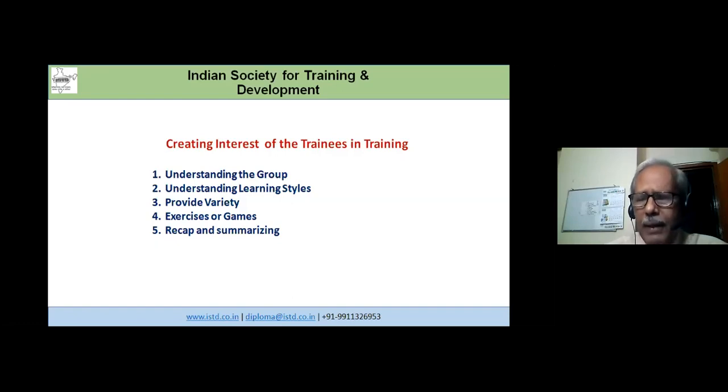Providing variety, that variety is to be given in the classroom. Variety in the sense of different kinds of learning styles. And not only the learning styles, apart from the learning style, the various kinds of exercises, hands-on programs, group exercises, role play, whatever is relevant to the training program, that should be given so that the trainees become highly interested in the training program. So giving exercises or games sometimes becomes very, very useful in the training process. But one thing has to be taken care of.